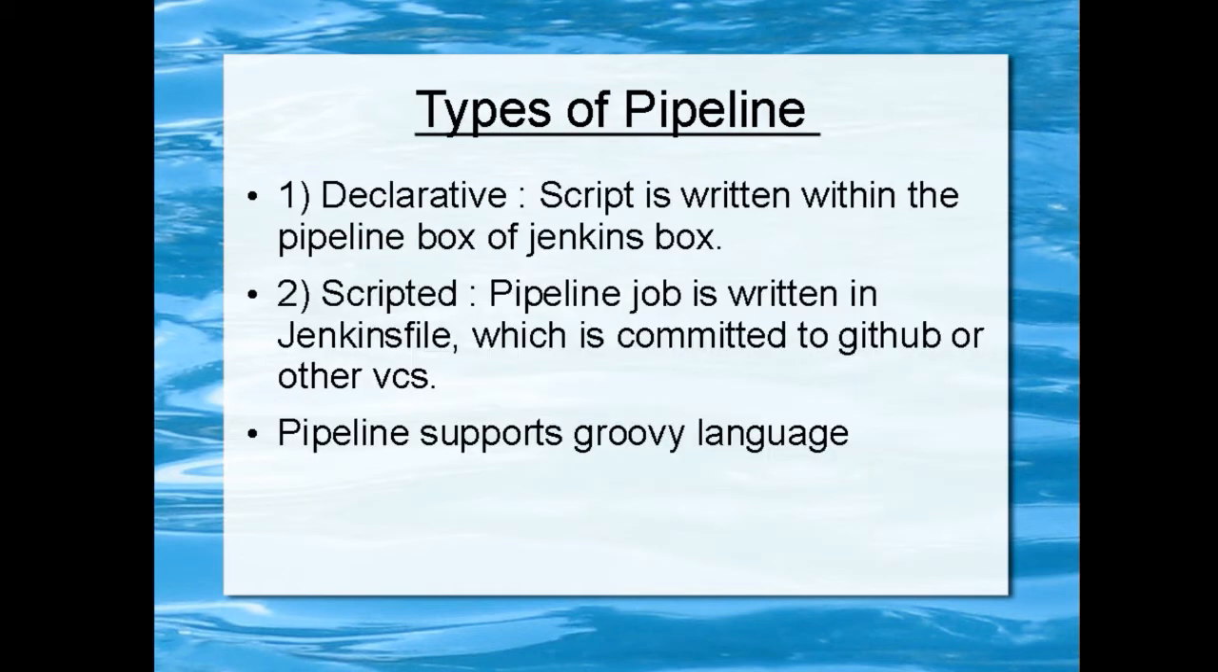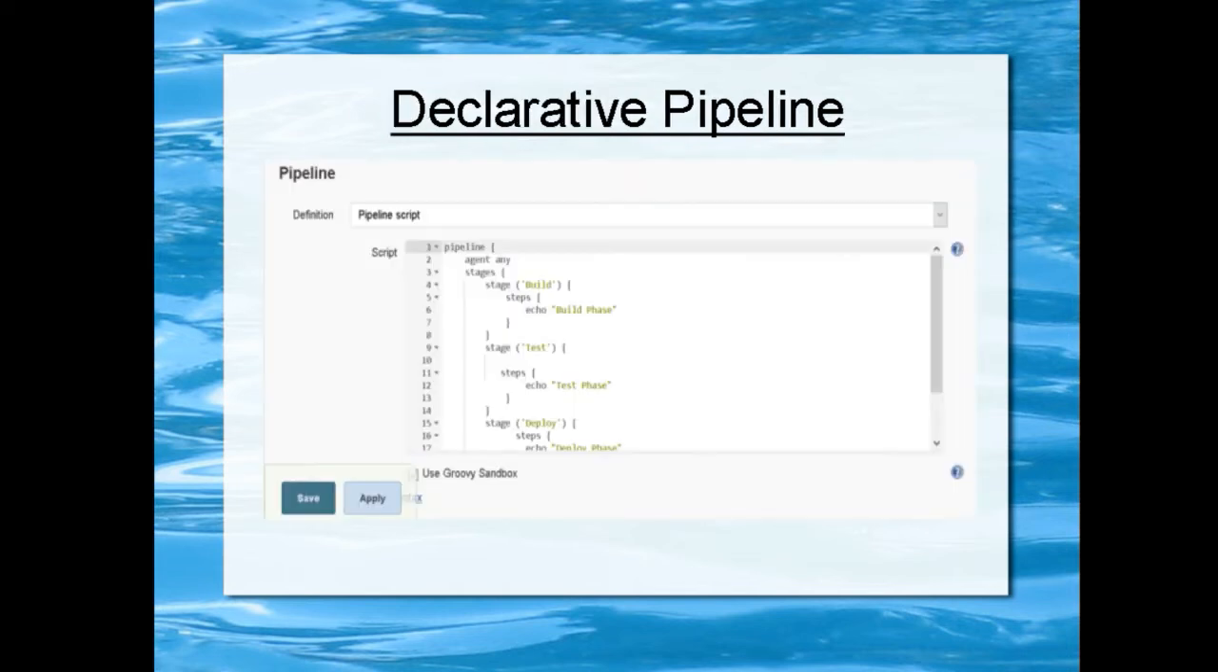Now there are two types of pipeline. Basically, one is declarative pipeline, the other one is scripted pipeline. In declarative pipeline, we need to write all the scripts within the Jenkins job in a script box. Whereas in scripted pipeline, everything is written to a Jenkins file, which is available in the version control repository. Basically, in our case, it will be GitHub, and pipeline supports Groovy language.